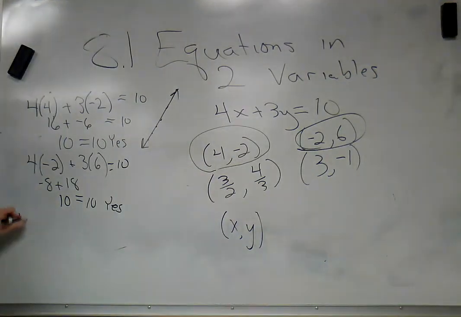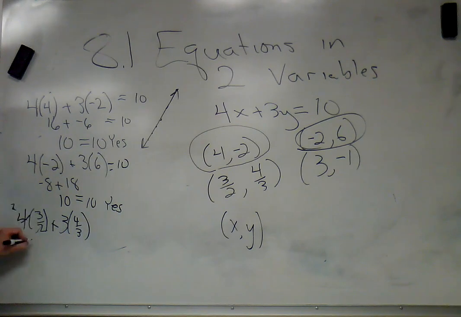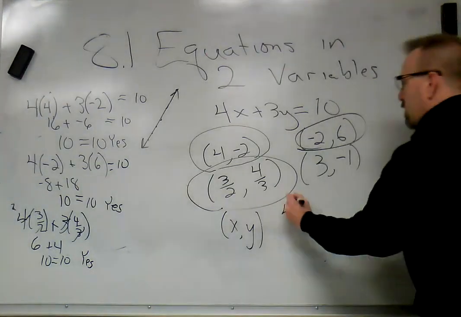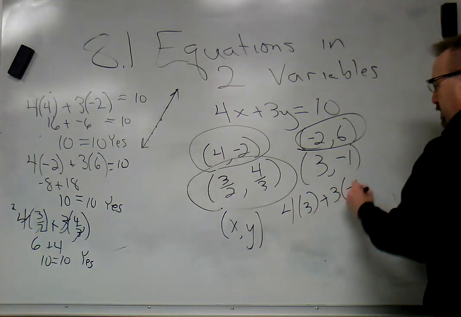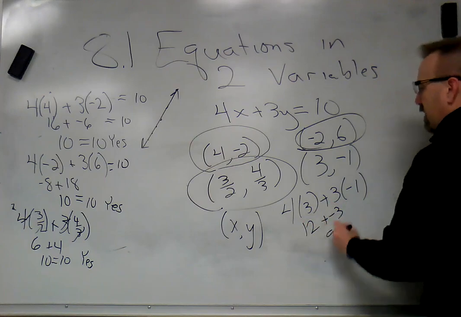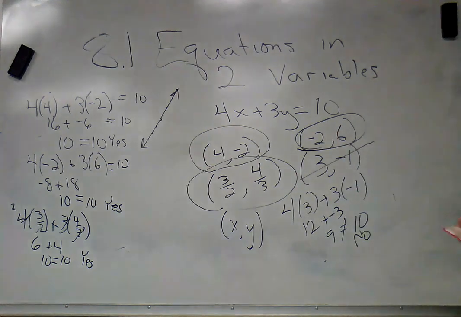Okay, so we have 4 times 3 halves plus 3 times 4 thirds. That'll go in twice. 2 times 3 is 6. The 3's will cancel out. This 3 goes into it once, so it's 4. What's 6 plus 4? 10 equals 10. Again, that's yes. And then the last one, 4 times 3 plus 3 times negative 1. So 12 plus negative 3, which is 9. Does 9 equal 10? No. So of those 4, 3 of them did work. So 3 of them were solutions.